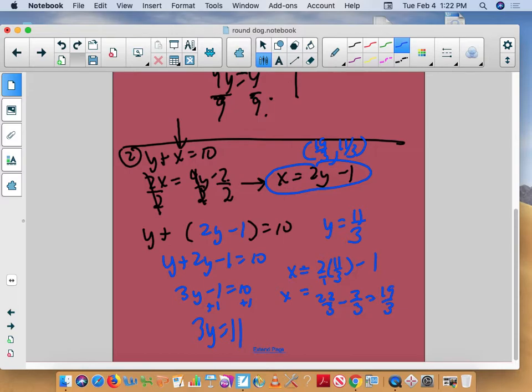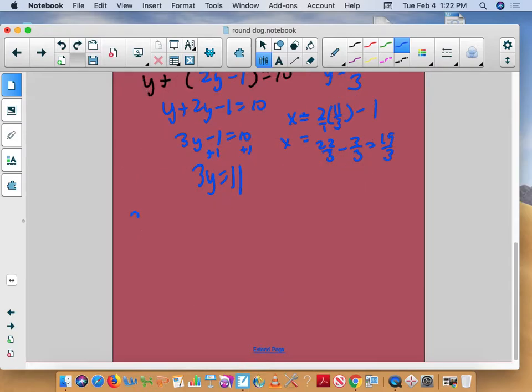I'm going to number 3. Write your question down if you have one. Number 3. Don't ask your neighbor. Number 3. 3x plus y equals 5. 2x minus y equals 5.